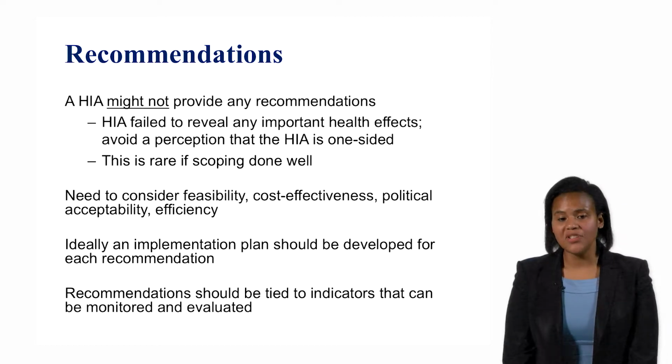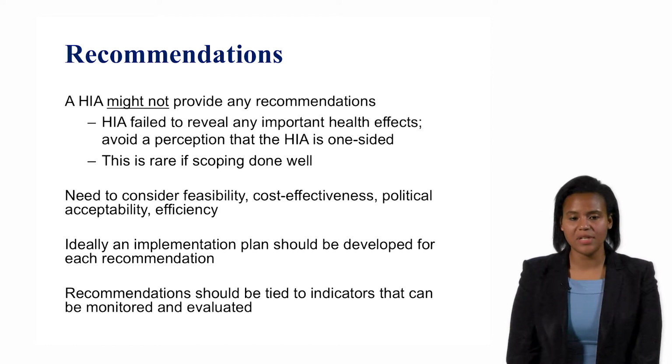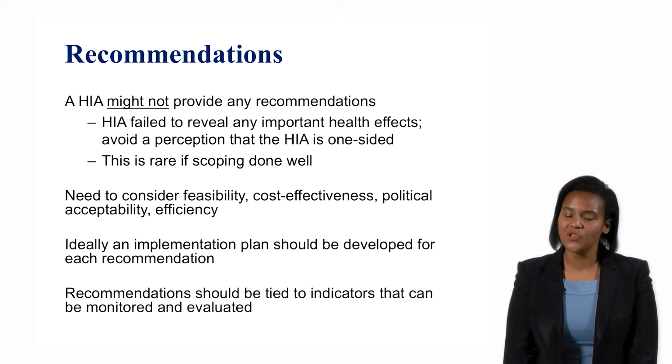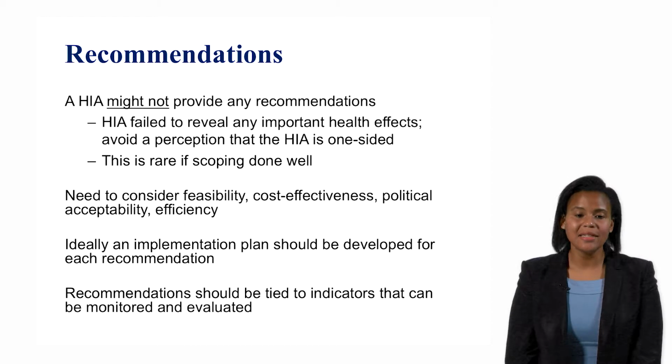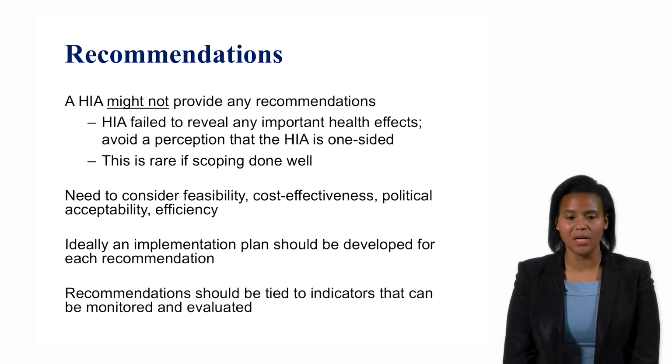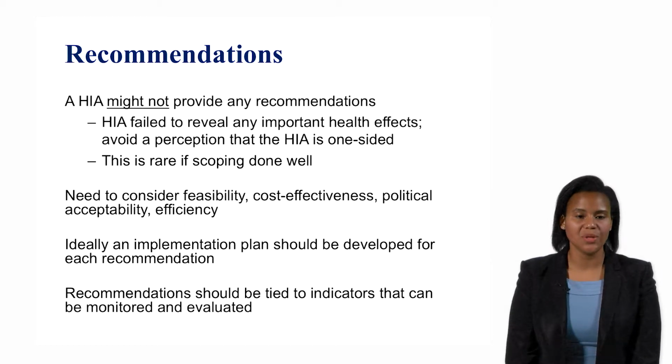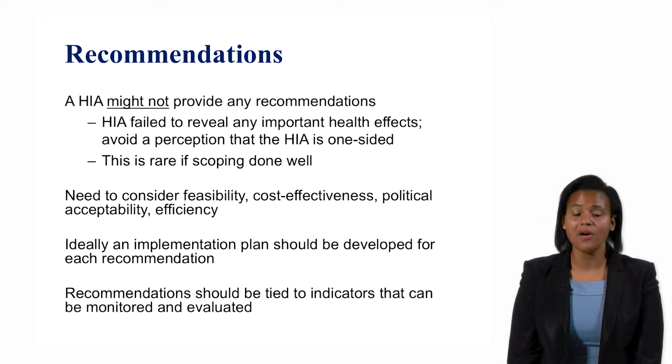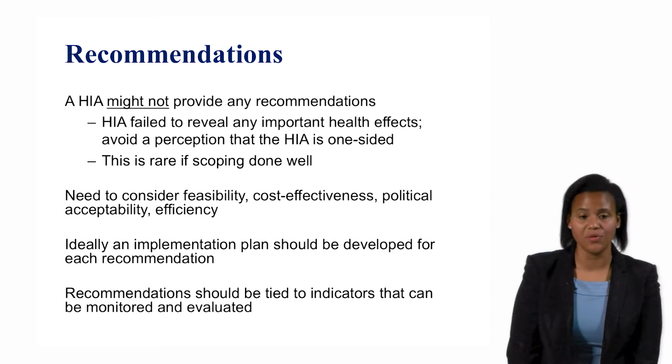When we develop recommendations, we need to think about feasibility, cost effectiveness, political acceptability, and efficiency. Again, I mentioned earlier, this is not about doing some academic exercise. We want to develop recommendations that can be implemented. Ideally, the recommendations should be developed with input from the stakeholders who we engage in the HIA process. It's also important to develop an implementation plan for each recommendation, and then to tie those recommendations to indicators that we identify during the assessment step, so that we can monitor and evaluate the HIA and the HIA outcomes, and we'll talk about monitoring and evaluation in a future module.